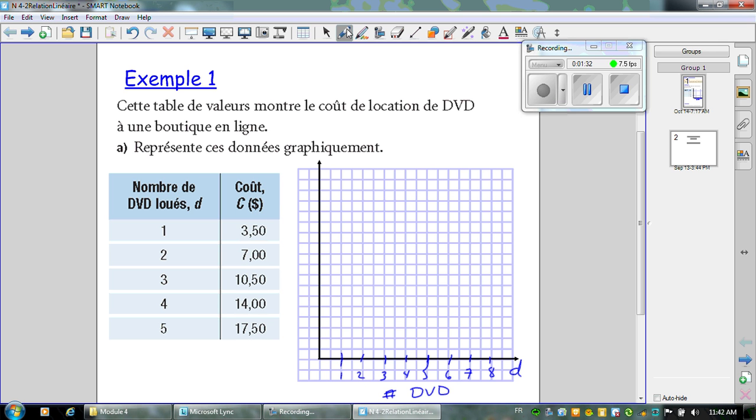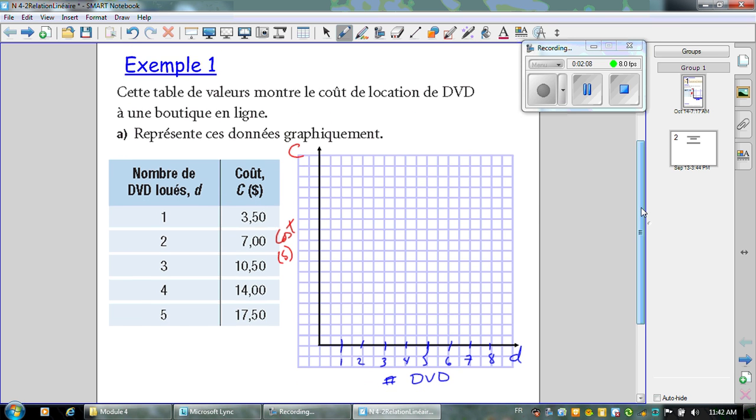Now here, the other one is the dependent variable, C, which is the cost. The cost in dollars is $3.50 for the first one and $7 for the second one. So here I could do jumps of 3.50, or I could just do one square is a dollar. So how many squares do I have here? I have 5. Yeah, I think that'll work if I do one square is a dollar.